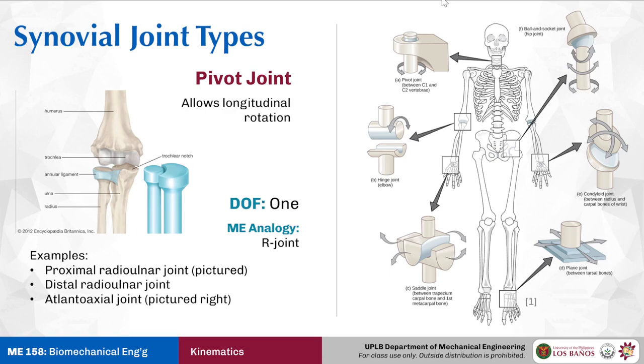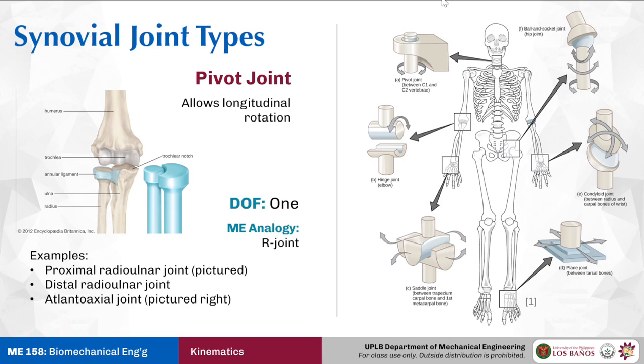So they're kind of like R joints, but the pieces are kind of in the same axis, or rather they are in parallel axis. One example of this would be the atlantoaxial joint. This is the one that allows the clockwise, counterclockwise motion of your skull with respect to your neck. So your skull does not change its orientation with respect to your neck if you're pivoting about the atlantoaxial joint.